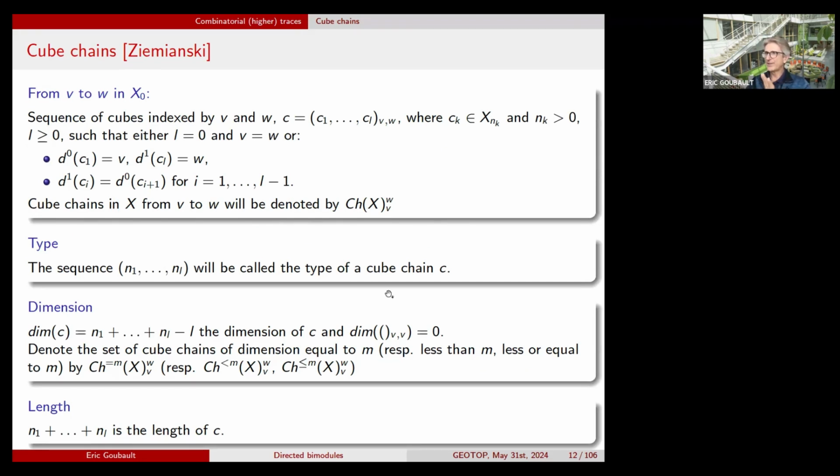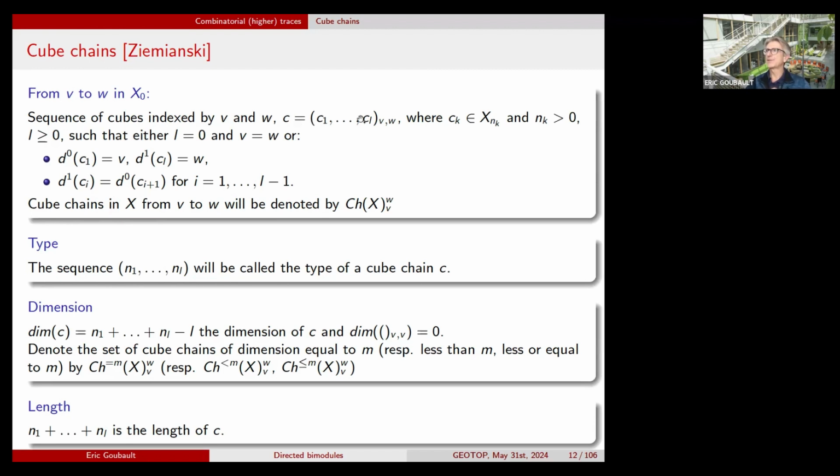So I'll just recap a few things and give examples. The idea is really to define combinatorially what are directed paths and higher directed paths. And for the class of cubical sets I'm interested in today, it's enough to consider these sort of tame paths, which are just sequences of cubes indexed by two points, V and W. So intuitively, this sequence of cubes is going to represent a concatenation of cubes along endpoints, going from vertex V to vertex W.